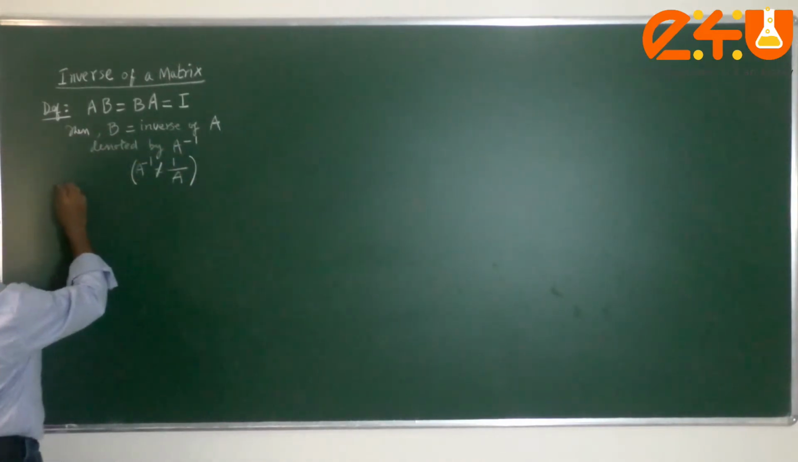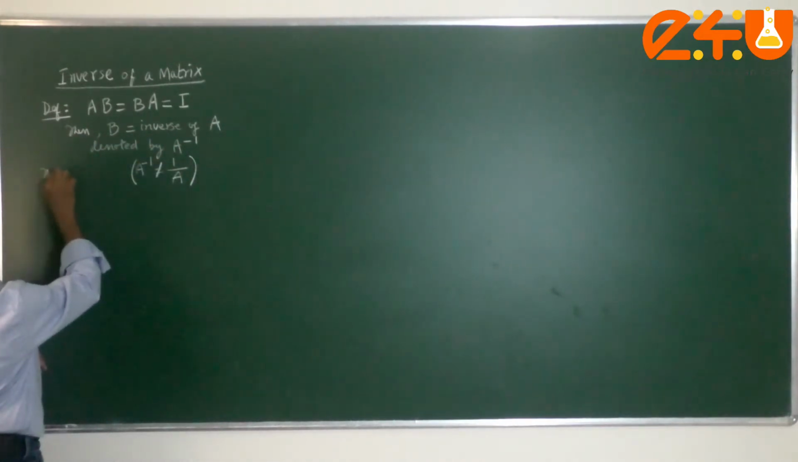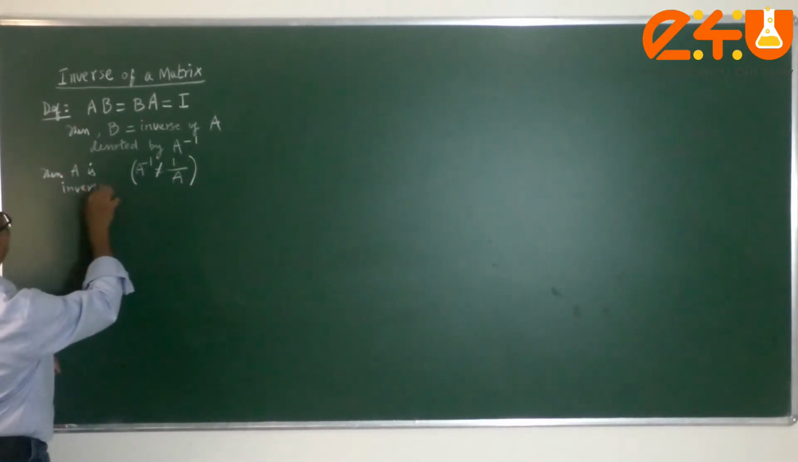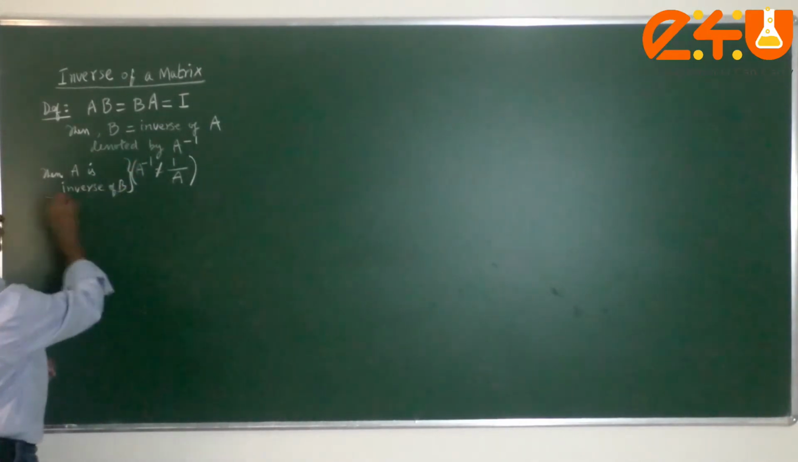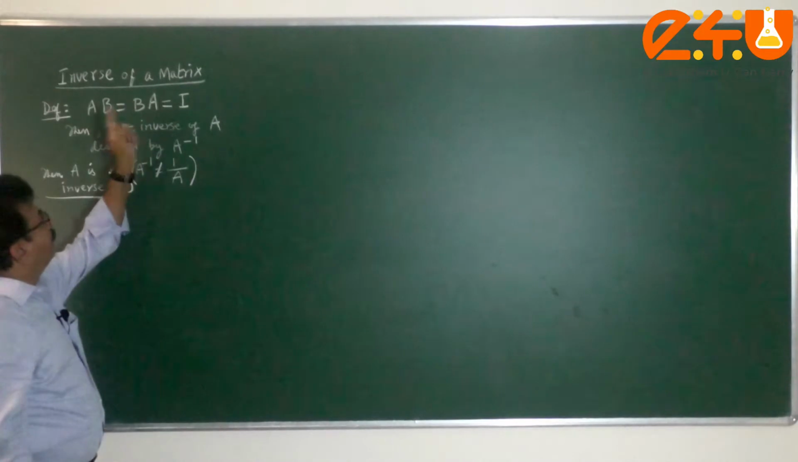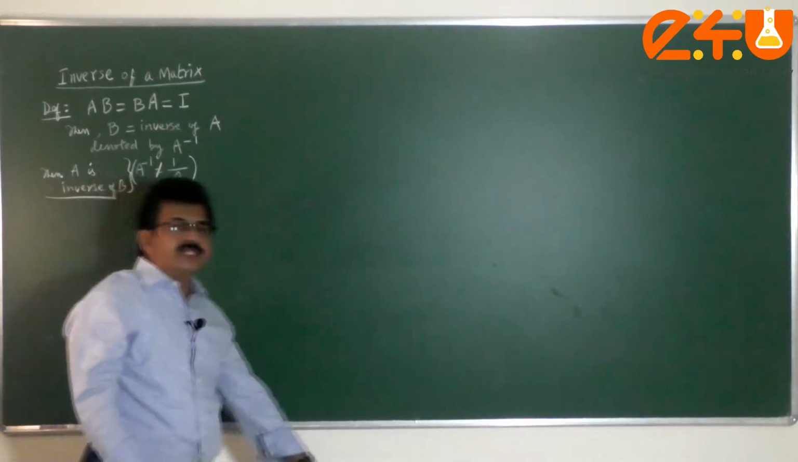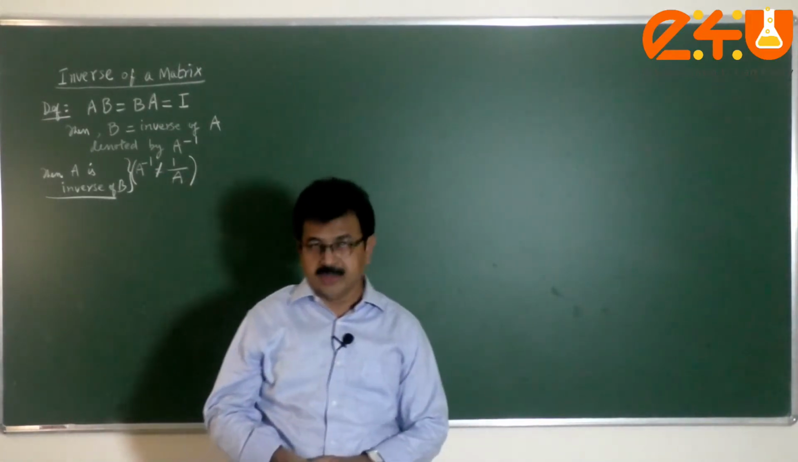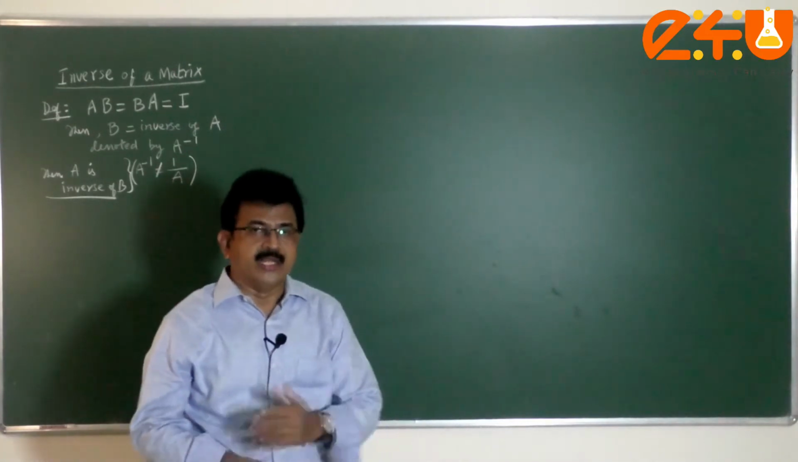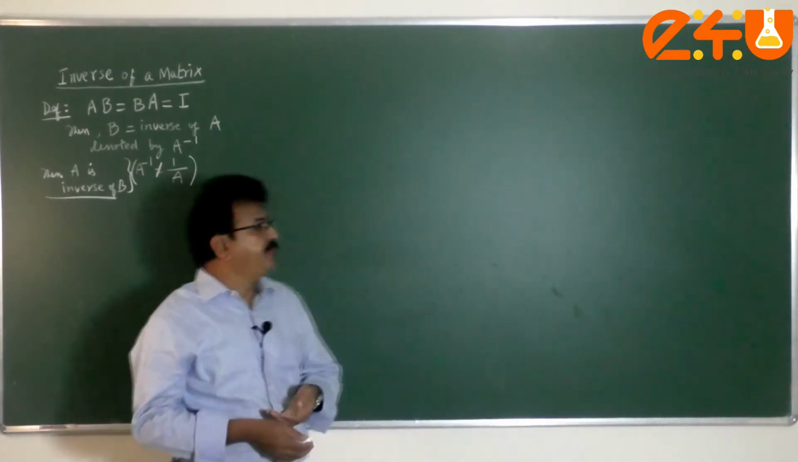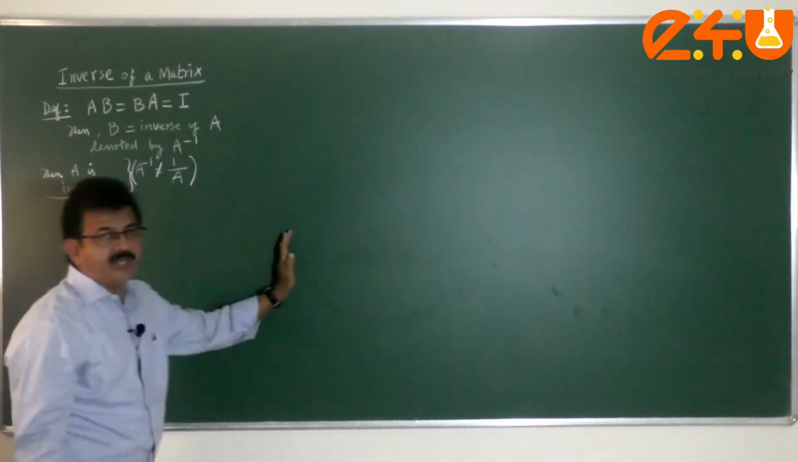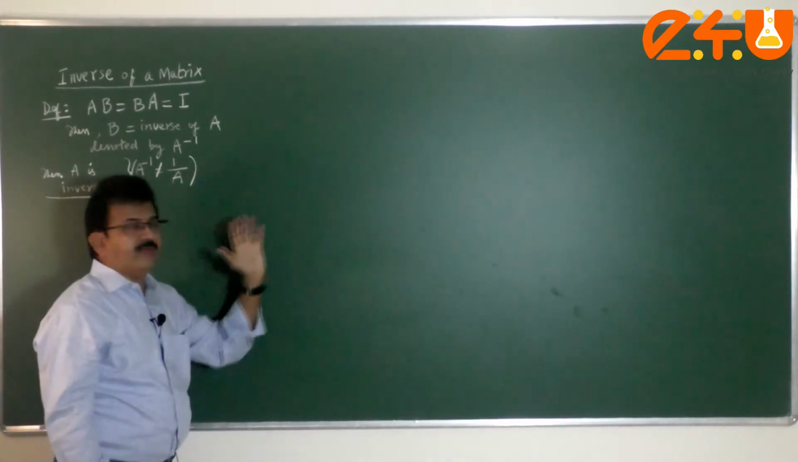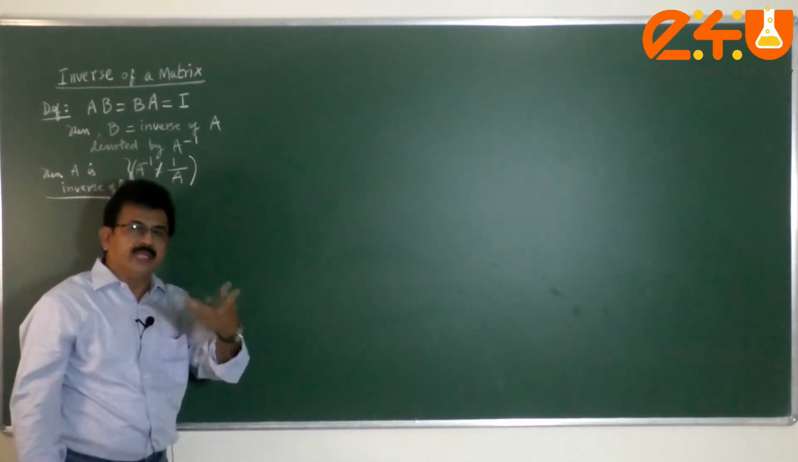B is inverse of A. If B is inverse of A, then it is also equally true that A is inverse of B. If AB equals BA equals I, we understand A and B are mutually inverses of each other. And when I say inverse, you should understand that it is the multiplicative inverse. Which means in a matrix equation, I can take A from the LHS, in a product form, to the RHS in the form of inverse.